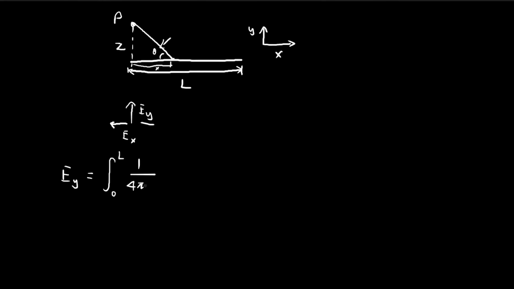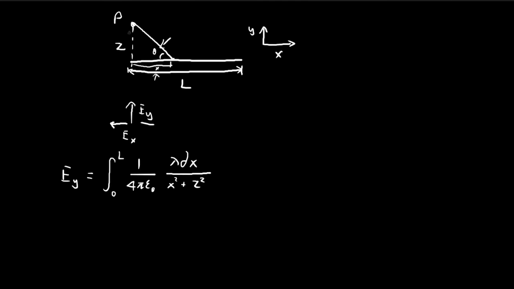Going back to the integral, we're going to have our Coulomb's law. We're going to have to multiply it by the charge. The charge is going to be the charge density times dx, right? We're using x over here as our variable, so we're going to integrate in terms of dx. And then we're going to have to divide with respect to the distance squared. The distance is the square root of x squared plus z squared, so the distance squared is just going to be x squared plus z squared.